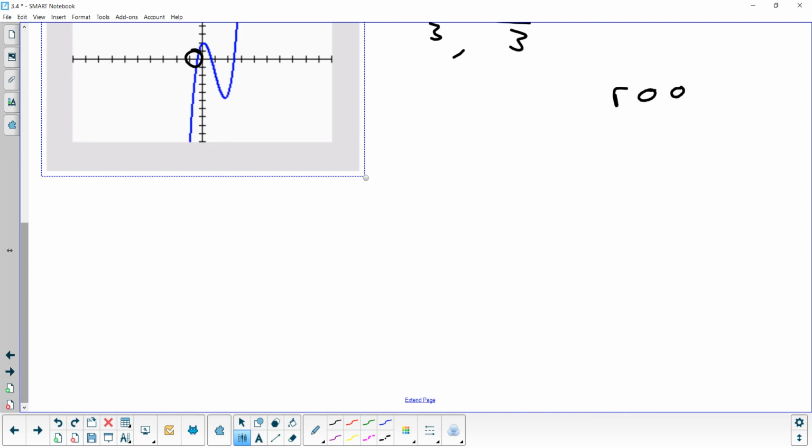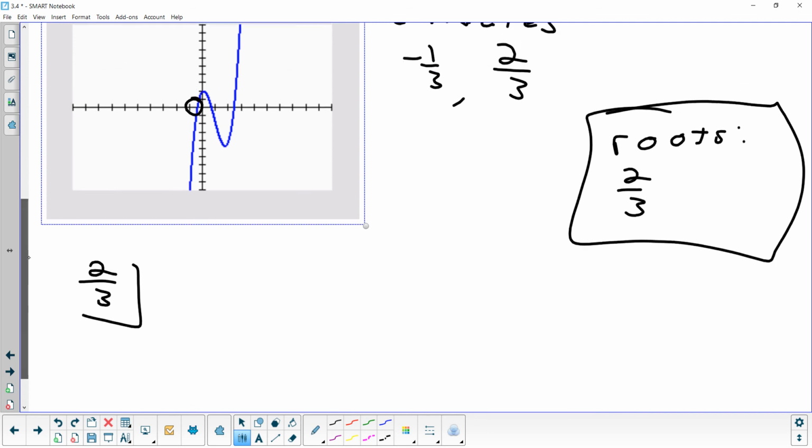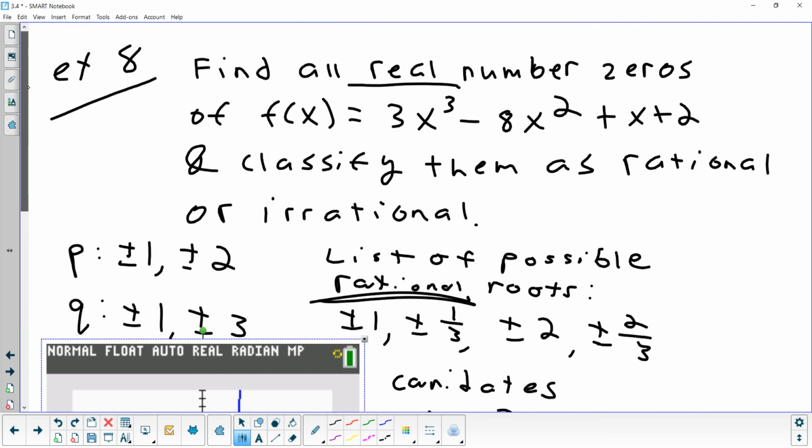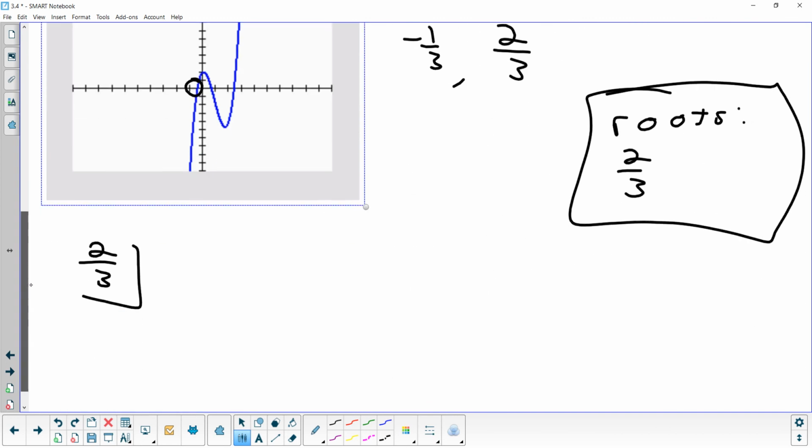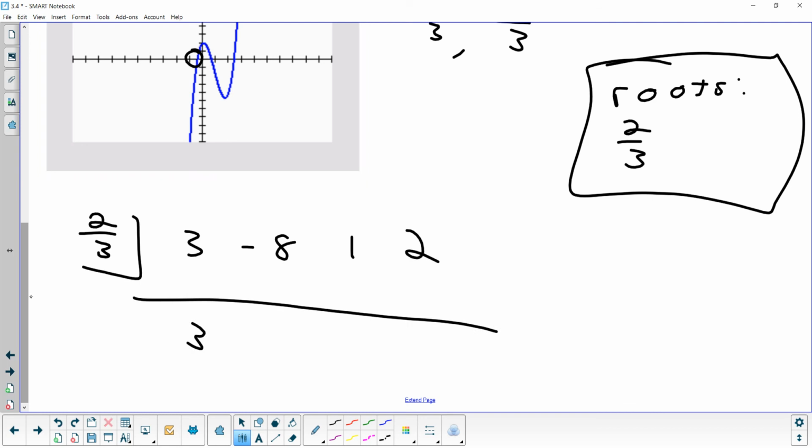So let's make a list of answers. Okay, we know 2/3 is going to be an answer. Now, let's divide through by it and turn our cubic into a quadratic, and then we're good. 3, negative 8, 1, 2. Bring down the 3. Zach, what's 2/3 times 3? 6/3. So, 2. Yep.